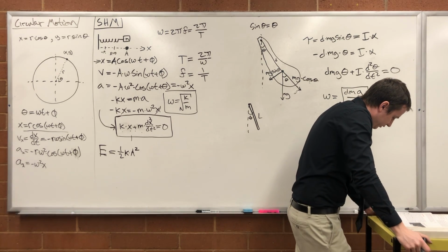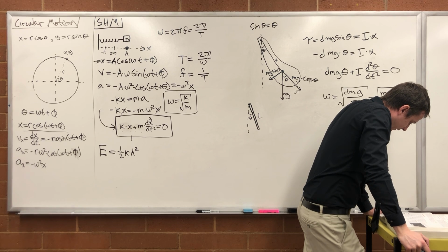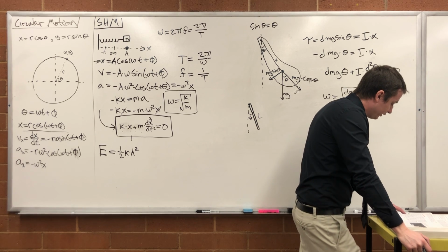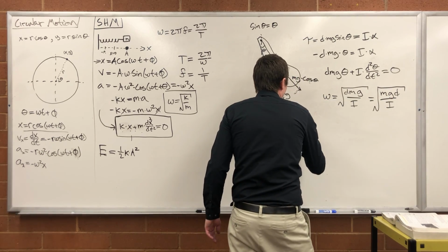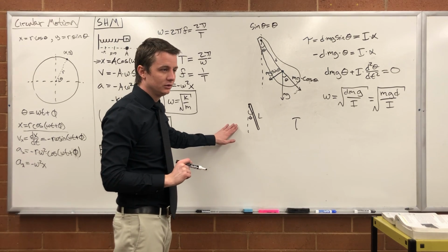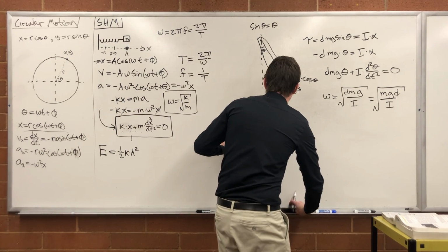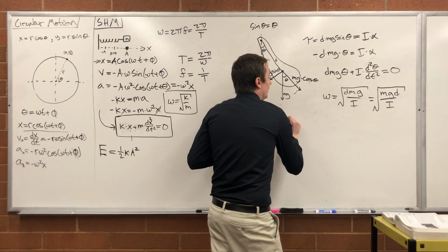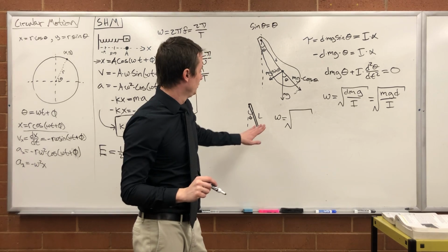Our job now is to calculate the period of its motion as a pendulum. So we're looking for period T. Before we can find the period, we need to find omega. What is our omega? Let's calculate omega first. Omega is equal to the square root. Plugging in.